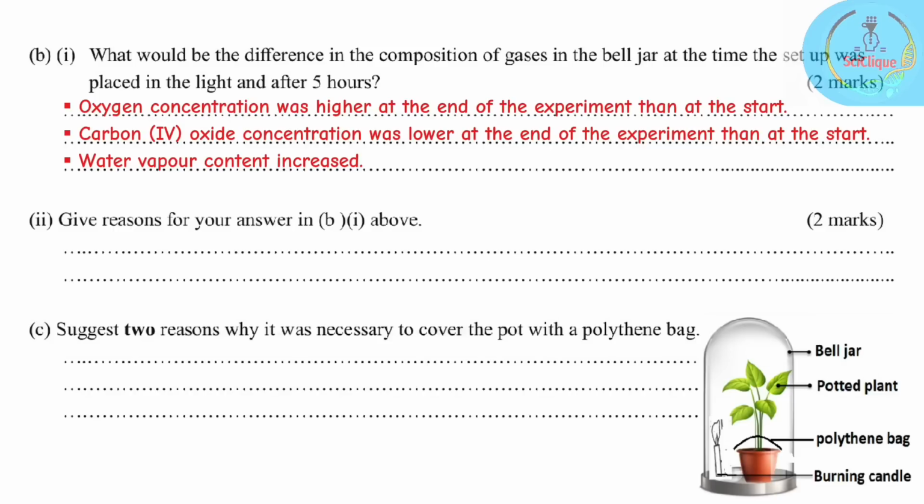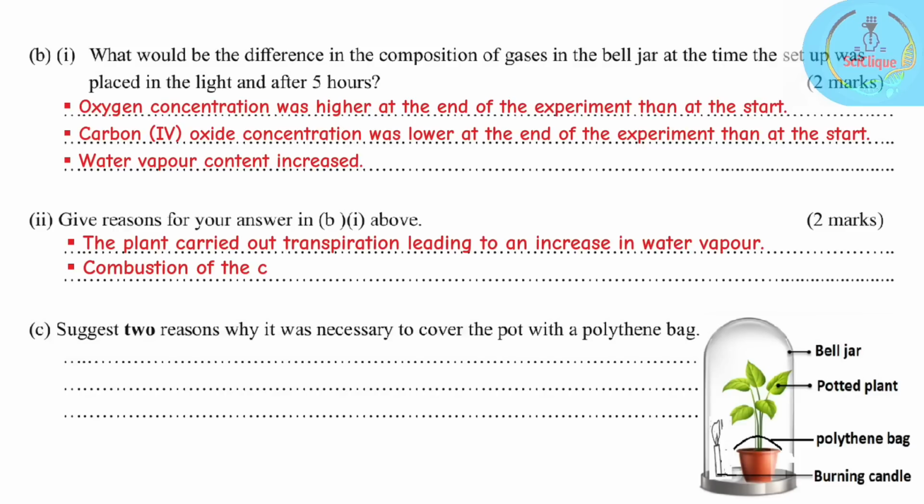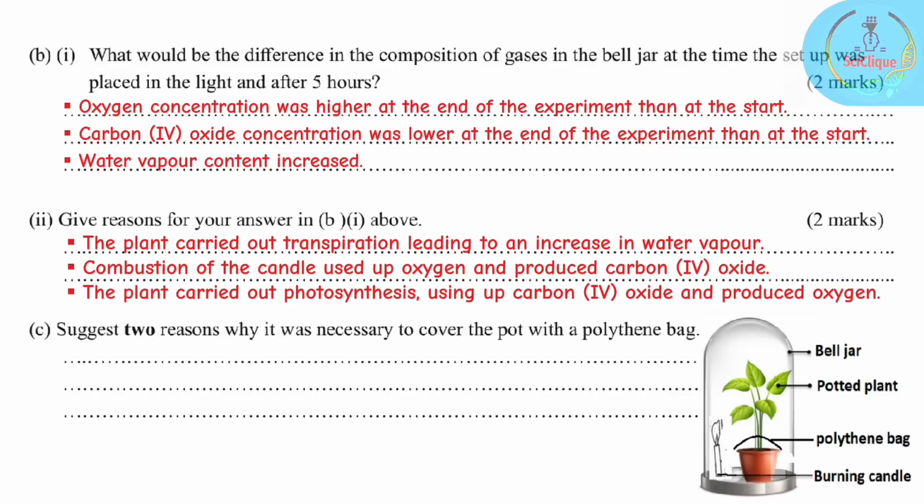Moving on to the next process, this has to do with combustion of the candle. As stated before, the candle is a hydrocarbon. On burning, it's going to lead to the production of carbon dioxide. So, as expected, you're going to have oxygen being used up and carbon dioxide being produced. But this carbon dioxide will then be used by the plant to carry out photosynthesis. So you're going to have the plant carrying out photosynthesis, utilizing the carbon dioxide within and producing oxygen. So that is the reason why at the end, you're going to have more oxygen, but even less carbon dioxide.